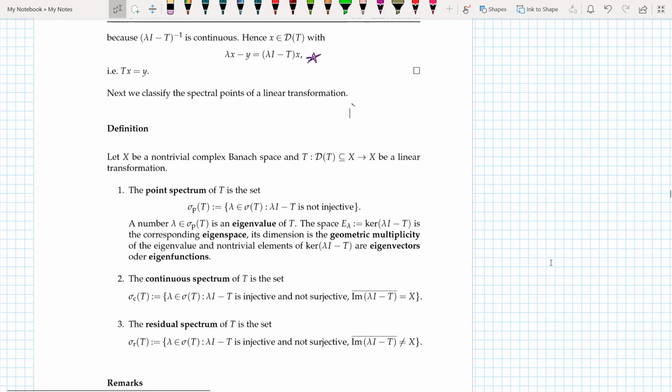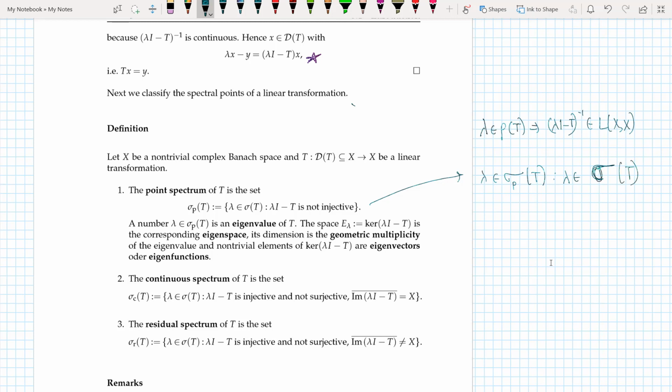Now what I saw before, that λ was belonging to the spectrum, which means that when λ belongs to the resolvent, λ belongs to the resolvent implies that (λI − T) inverse belongs to L(X,X). And now I am saying that λ belongs to the point spectrum, so I write a small p there, if and only if all those λ belong to the set sigma(T) such that λI − T is not injective. Okay, this is a definition. We just need to remember it, ingrain it, tattoo it.